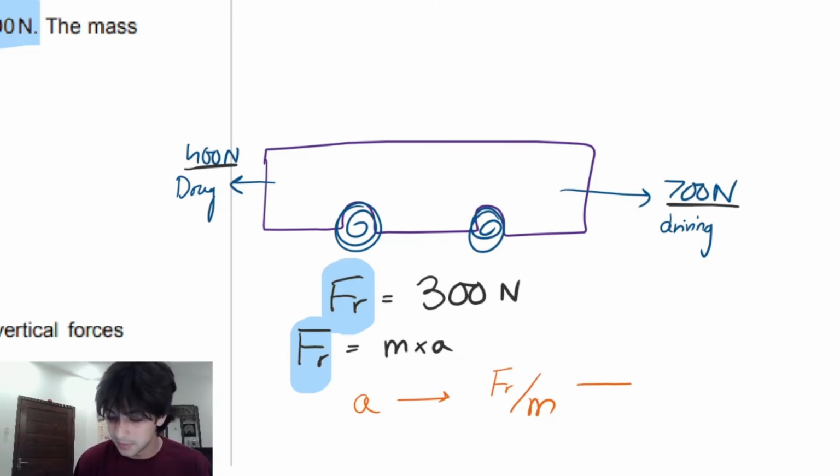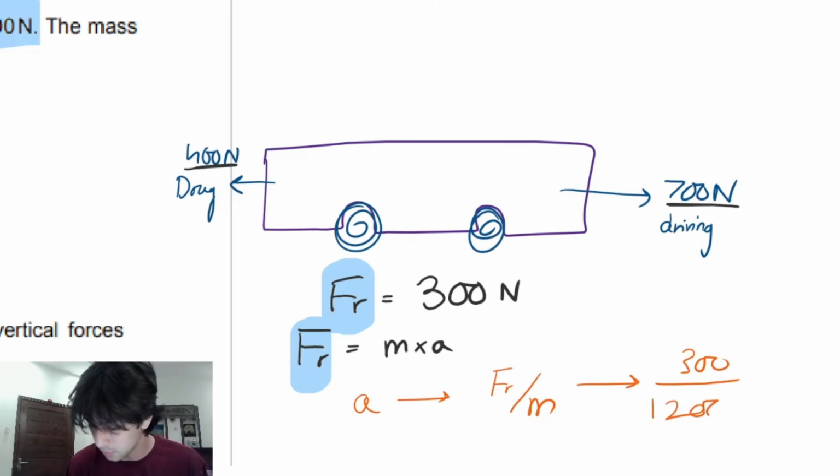Anyways, so over here we can see F is equal to 300 newtons divided by m, which is going to be 1200, I believe. It was written in the question. That's going to amount to 0.25.